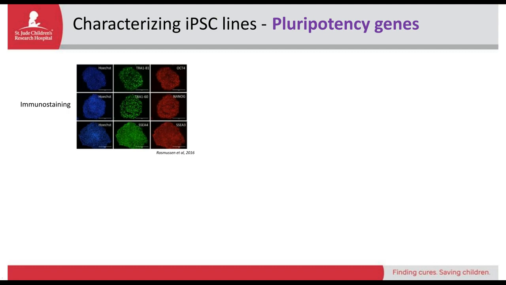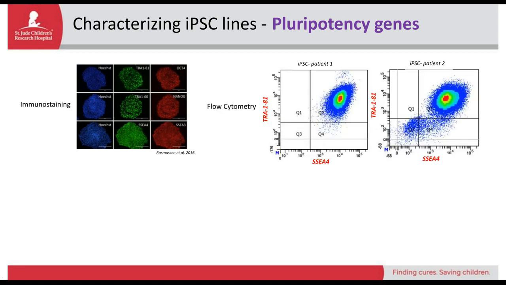There are a bunch of markers, cell surface markers as well as transcription factors, that are expressed by pluripotent cells. To do a more quantitative assay, one can do a flow cytometric analysis. As shown here are two iPS lines. In the first one, almost all cells express both pluripotency markers at very high levels. In the second line, you can see there is a small fraction of cells in this population that do not express either of the pluripotency markers, and that's a sign of spontaneous differentiation in this line. So it's not as good a line as the first one.